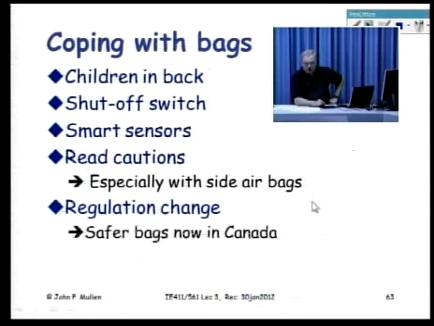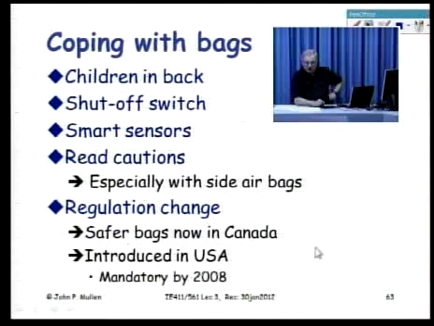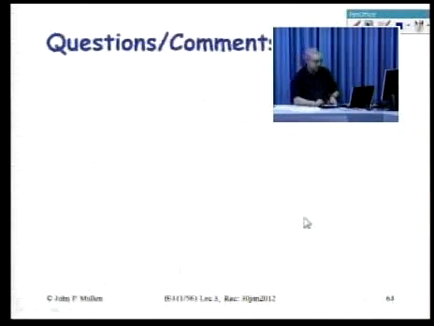The changes have changed, regulations have changed. The design of the airbags has changed. They now have multiple stage inflation. They introduced them first in Canada and then into the U.S., and by 2008, these were mandatory. So if you have a car that was manufactured 2008 or later, it should have these safer airbags in them. If you have an older car, be careful. Questions, comments, anything?